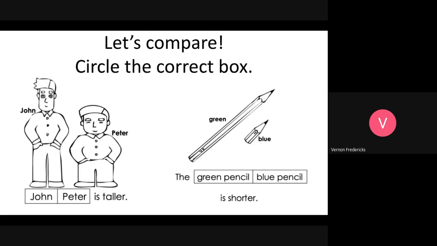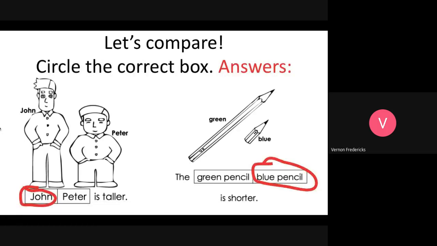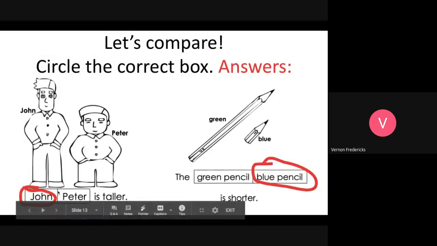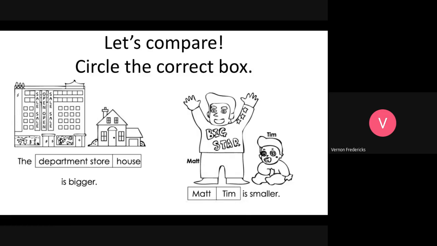Quickly, students. Okay, have you made your decision? Let's have a look at your answers. Which one is taller? Which one is shorter? The answers: John is taller than Peter. The blue pencil is shorter. Next example. Circle the correct box. The department store or the house is bigger. Is it the department store or is it the house?